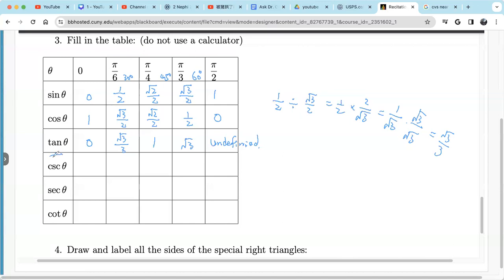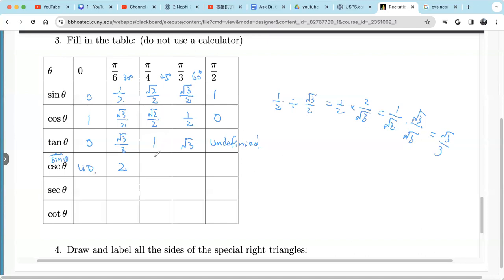Cosecant is 1 over sine. So we just flip the numerator and denominator for sine. If we flip, you see sine 0 is 0 divided by 1, right? If we flip, we have 1 divided by 0, which is not defined. So we just say undefined. Cosecant pi over 6, we just flip sine, right? Get 2 over 1, which is 2.